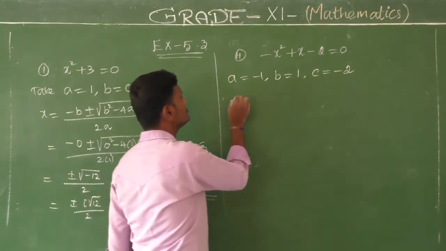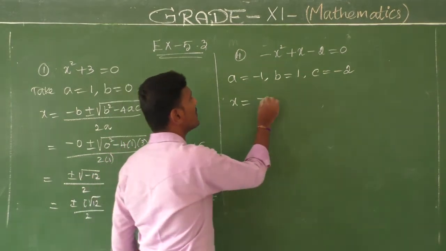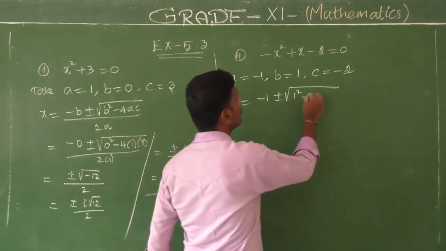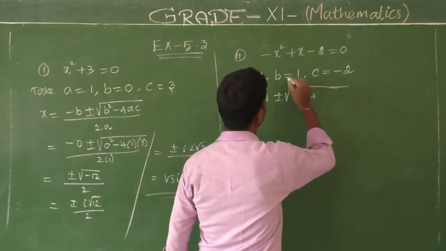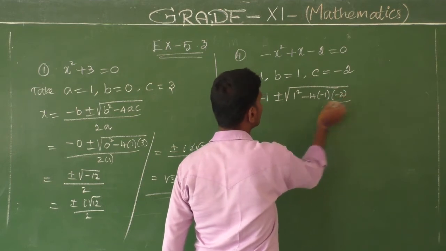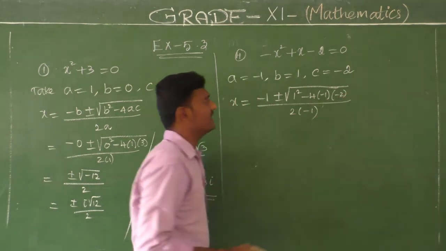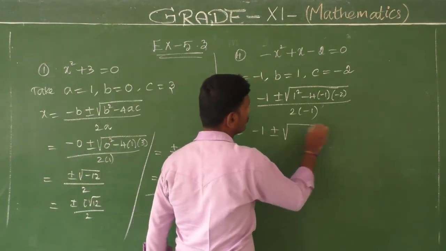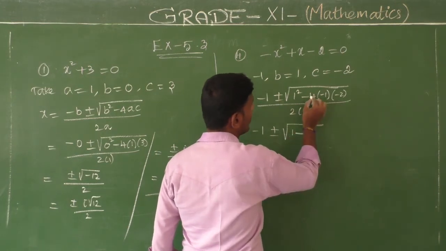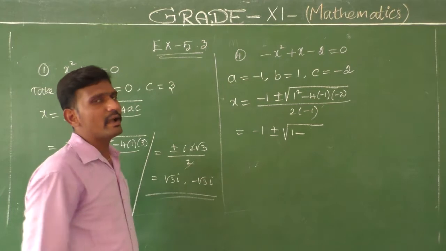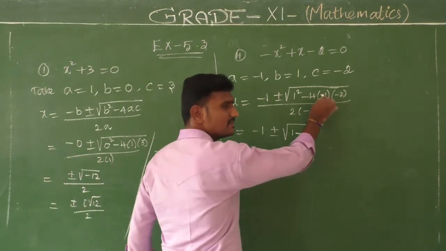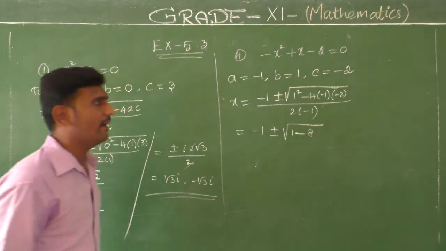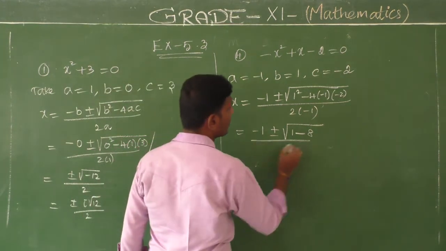Now I am going to use the formula x equal to minus b, so minus 1 plus or minus square root of b square, 1 square, minus 4 into a into c. The value of a is minus 1 and c is minus 2, the whole divided by 2 into minus 1. Now minus 1 plus or minus square root of 1 square is 1, minus minus 4 into minus 2, which is plus 8, the whole divided by minus 2.